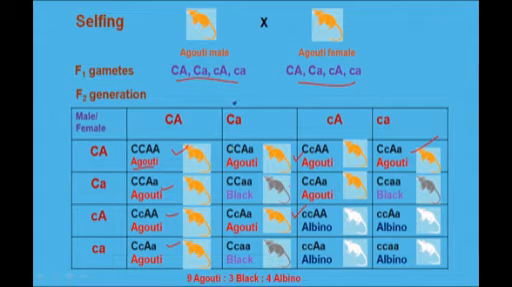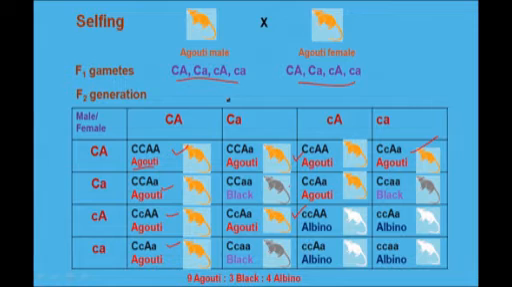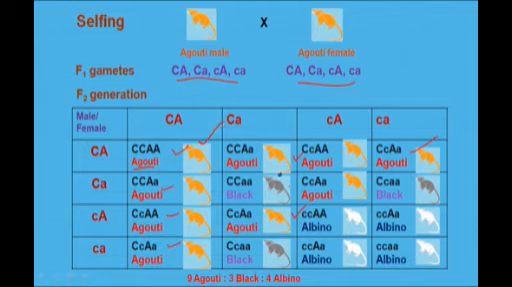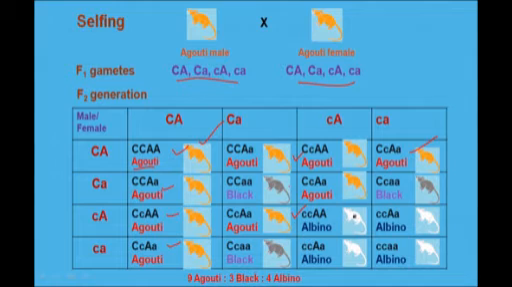If we remember, in the F1 generation we selected 2 parents and both parents were not agouti colored. One parent was black colored and one parent was albino colored. Still it has produced the maximum number of agouti offspring here.